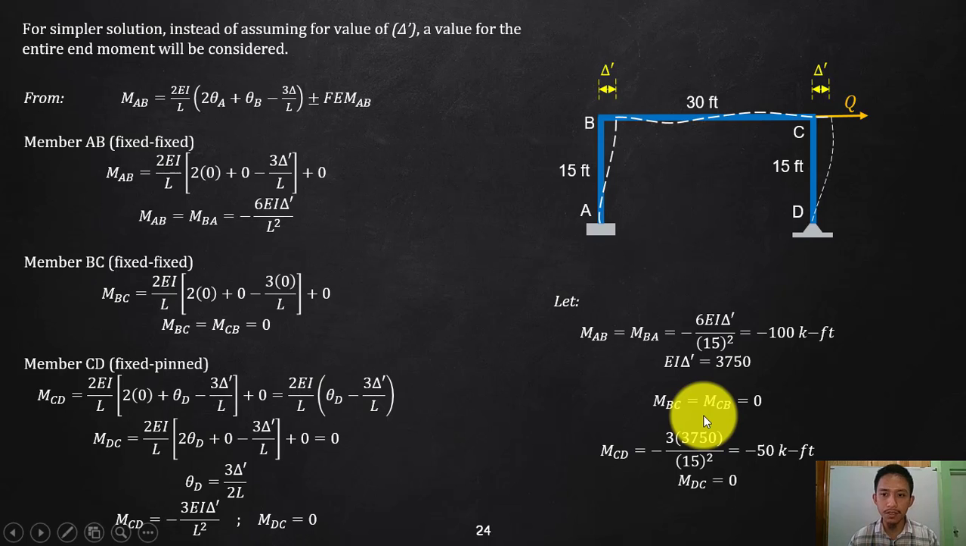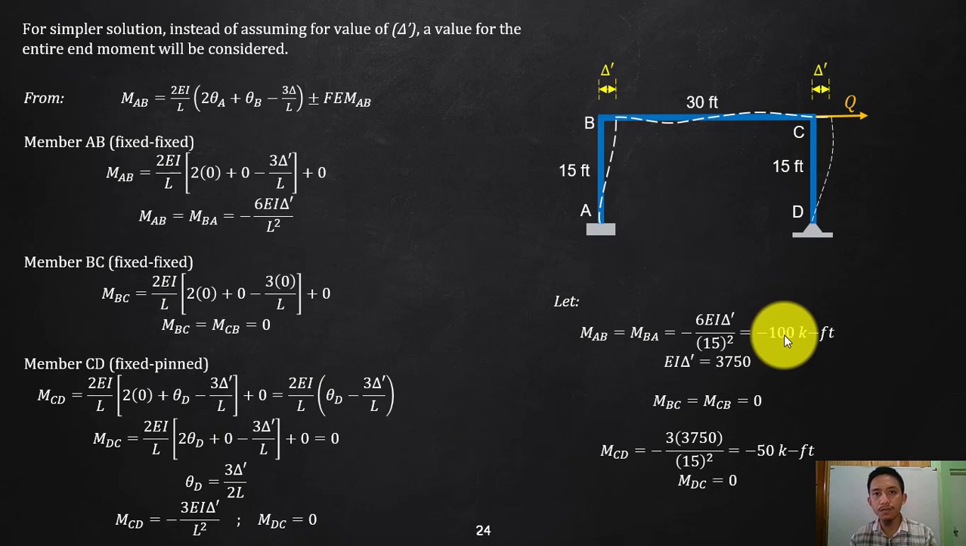So we're good. Again, that is a negative, so I will assume a negative 100. It's up to you. You can assume negative 10 or negative 1000 if you want a bigger moment. So if that is a negative 100, that is your MAB, MBA, so that is what I will input on my moment distribution table for MAB and MBA.